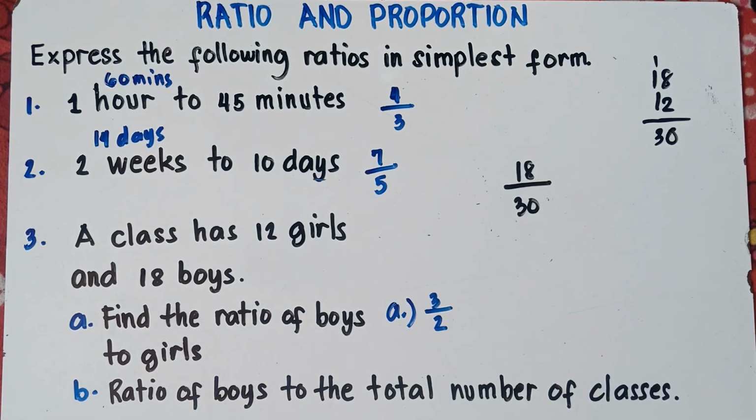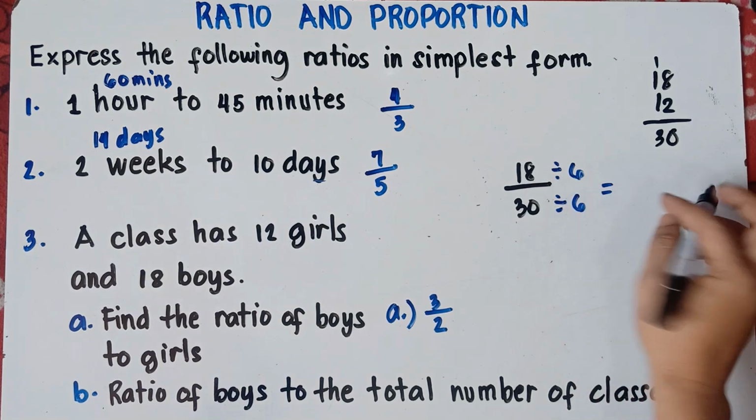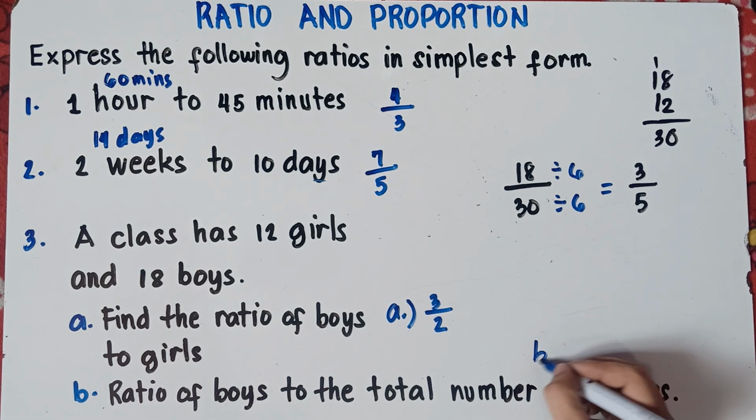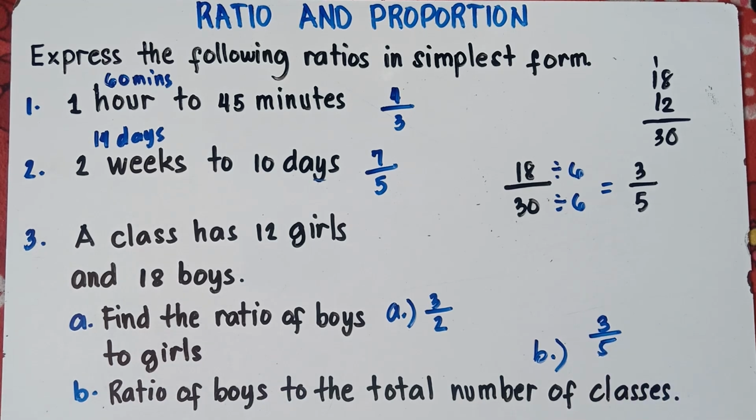So can we reduce? Yep. So we will be dividing this one by 6. So 18 divided by 6, that is 3. 30 divided by 6, that is 5. Therefore, the answer for letter B of number 3, that would be 3 over 5. Alright, that's it for numbers 1, 2, and 3. Let's try numbers 4 and 5.